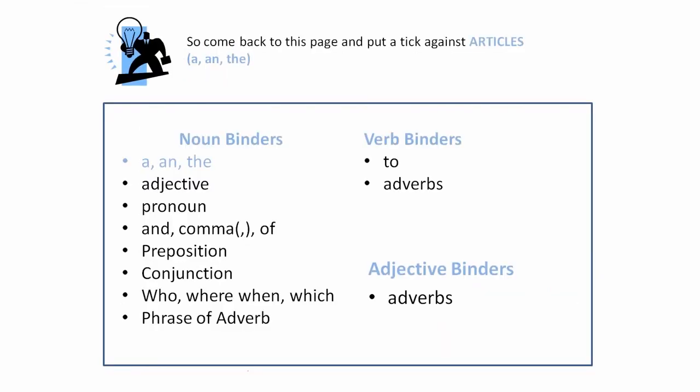Okay. So, now come back to the MMN rules page, and under noun binders, just write a and the. So that now we know that a and the are noun binders. Okay? And ensure you're filling the right ones in the right pages. These are the binders page and those are the segments page. So we're writing this under binders, right?